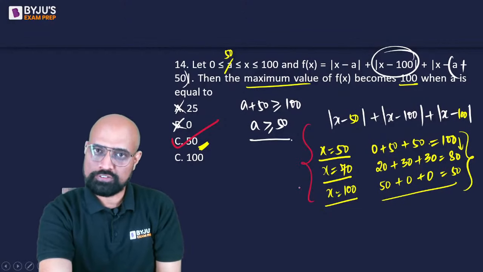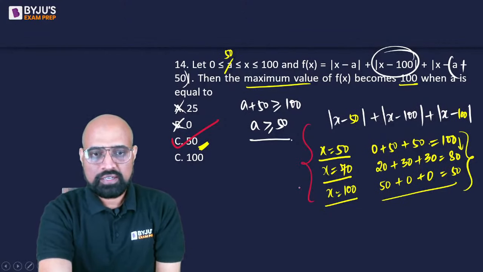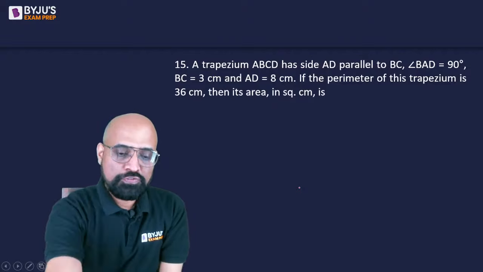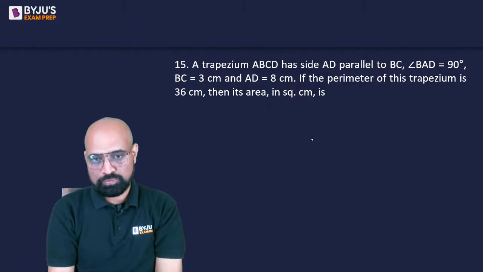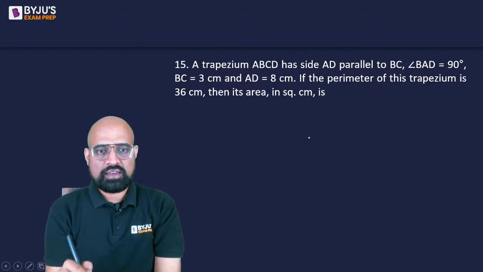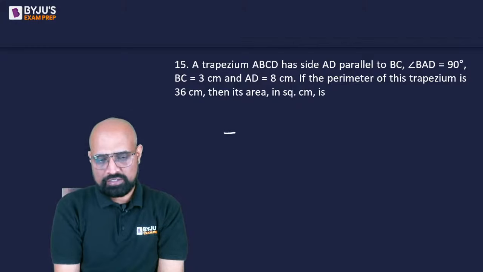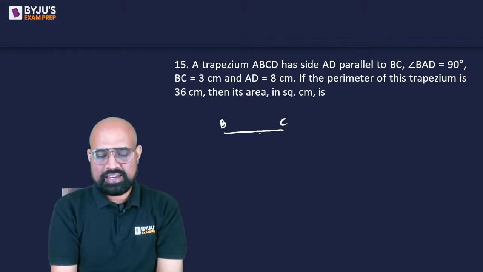Graphical or non-graphical. Question number 15. A trapezium ABCD has a side AD parallel to BC. Angle BAD is 90. BC is 3 and AD is 8. So this is B and C, this is 3, and AD is 8 and BAD is 90.